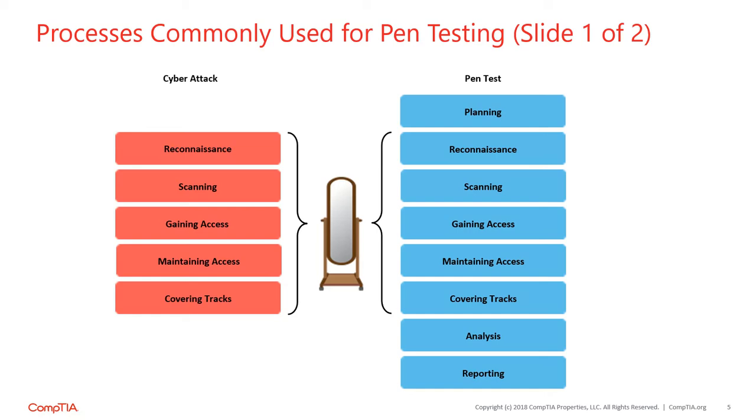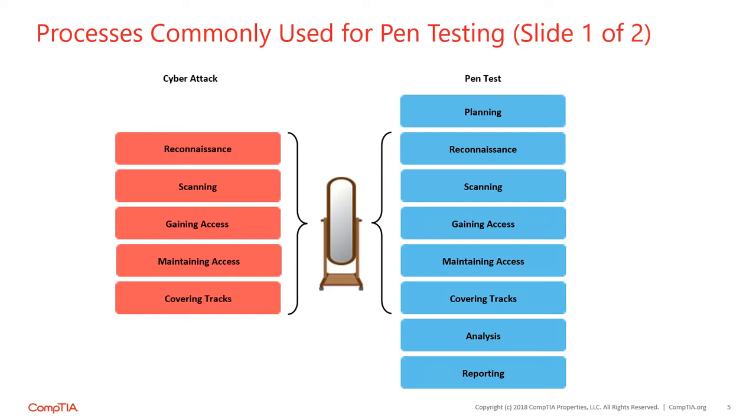So there are several processes that can be used for pen testing. For PenTest+, these are the steps that you need to follow. In a cyber attack, there is reconnaissance. Okay, let's focus on the pen test. On PenTest+, this is the part where you start with the planning phase. We have different phases. Most recognized pen test processes include a planning phase.